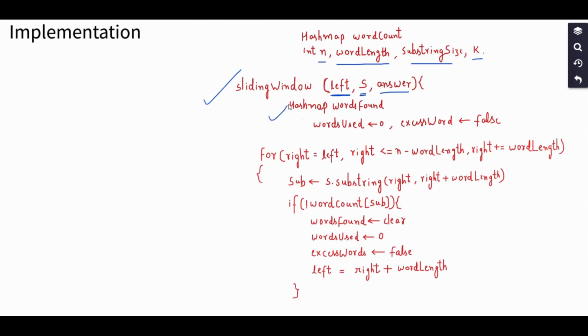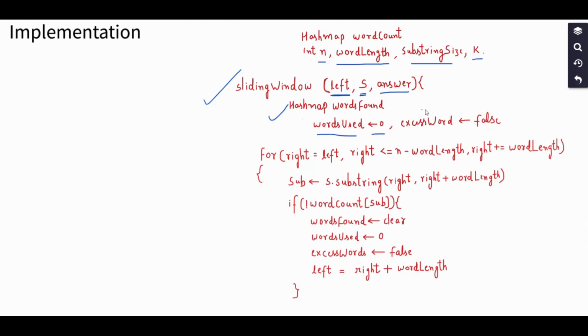Here we take a local hash map, words found, which is used to check for the presence of the words in the current window, and a words used variable. This variable would be used to count the number of words used in the current window so that I can match it with the number of words which we want to use to construct the concatenated substring.